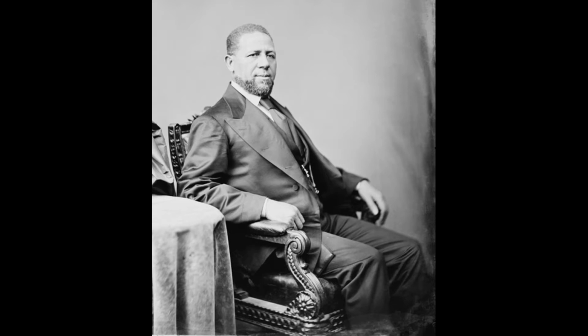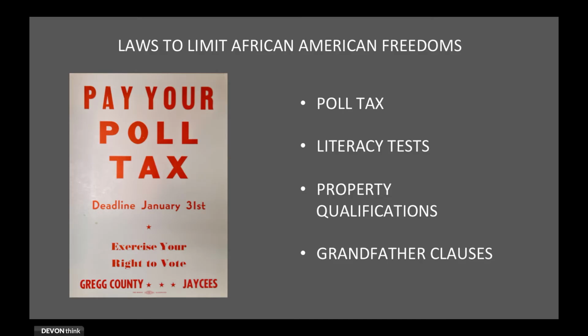To change this dynamic and to prevent blacks from holding more official positions at the state and national level, Southern white leaders instituted a number of measures designed to keep blacks from voting. They did this primarily through the use of poll taxes or by adopting new state constitutions that required voters to possess property or pass a literacy test. So let's run through each of these real quick so you can understand what each of these entailed.